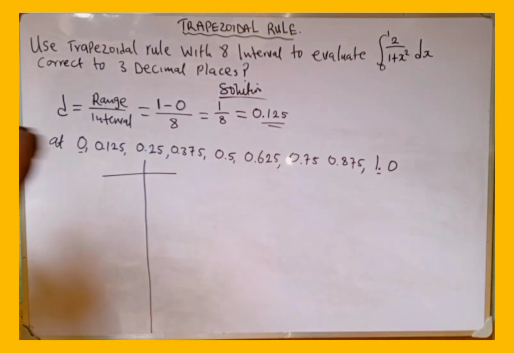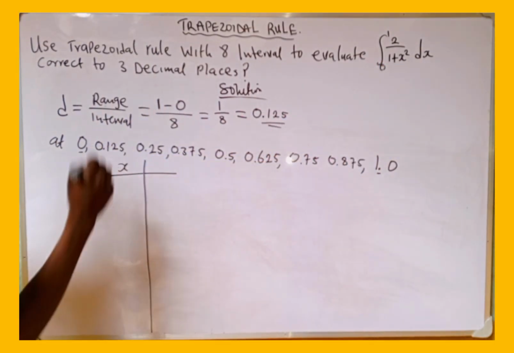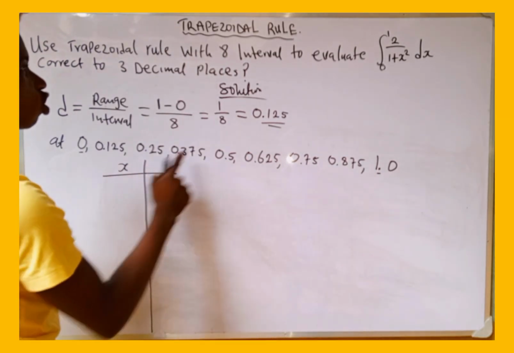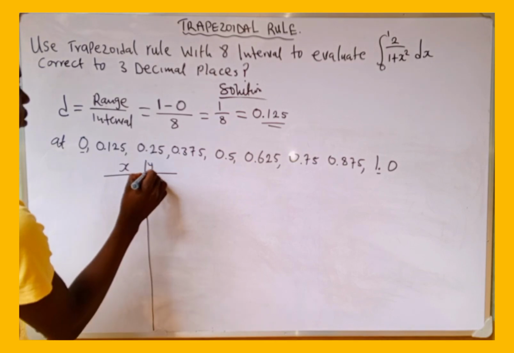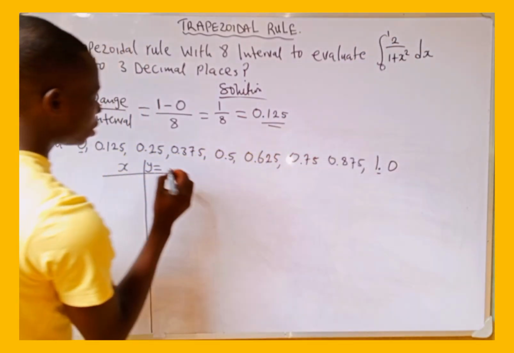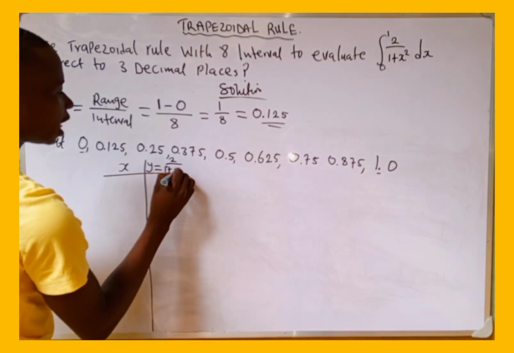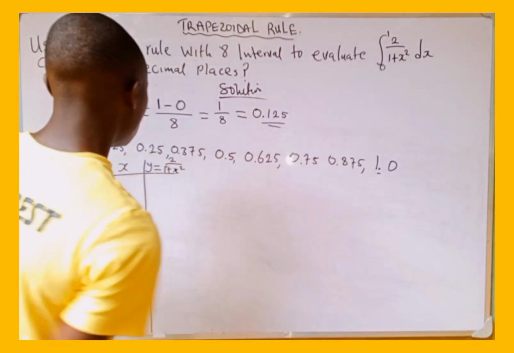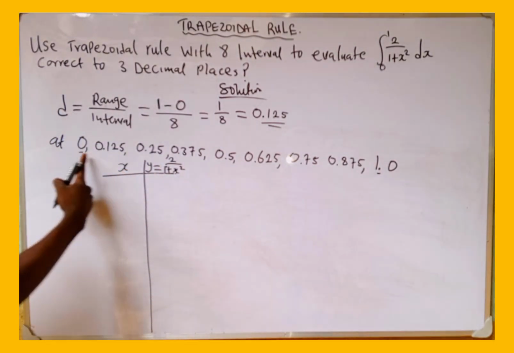Remember, we are integrating with respect to x. So the first column is going to be the column for x, and the second column is going to be the column for the function. We can use y to represent the function, which is equal to 2 over 1 plus x squared. This is the function. Now the next thing we are going to do: this x implies the ordinate points.